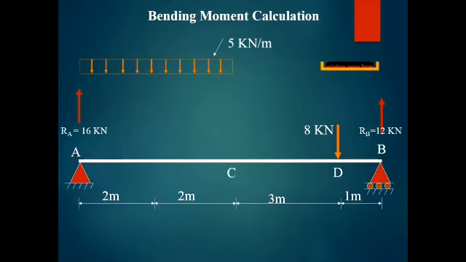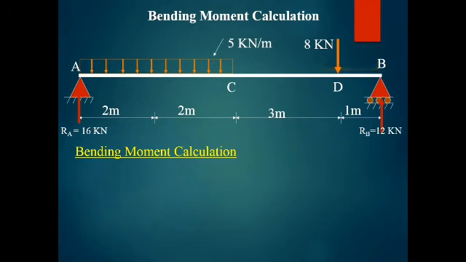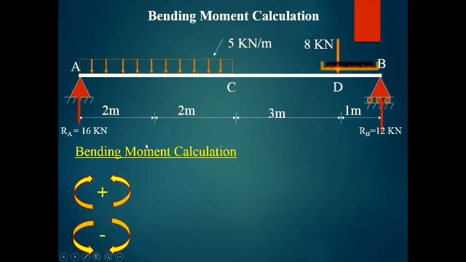So next is the bending moment calculation. Okay, so this is the beam. I've shown the reaction. So we'll calculate the bending moment. So what is the convention for bending moment? The convention is sagging is positive, hogging is negative. Or just for simplicity, you can remember whether it is on the left hand side or right hand side, upward going moments are positive, downward going moments are negative.